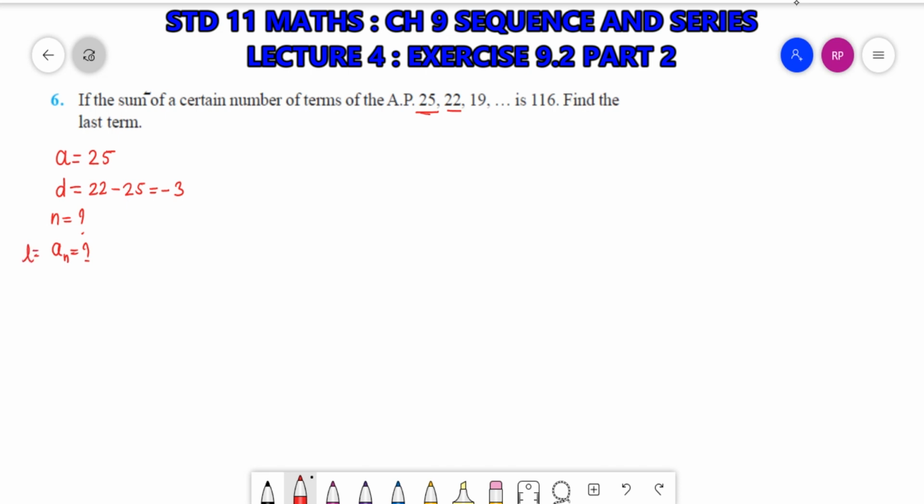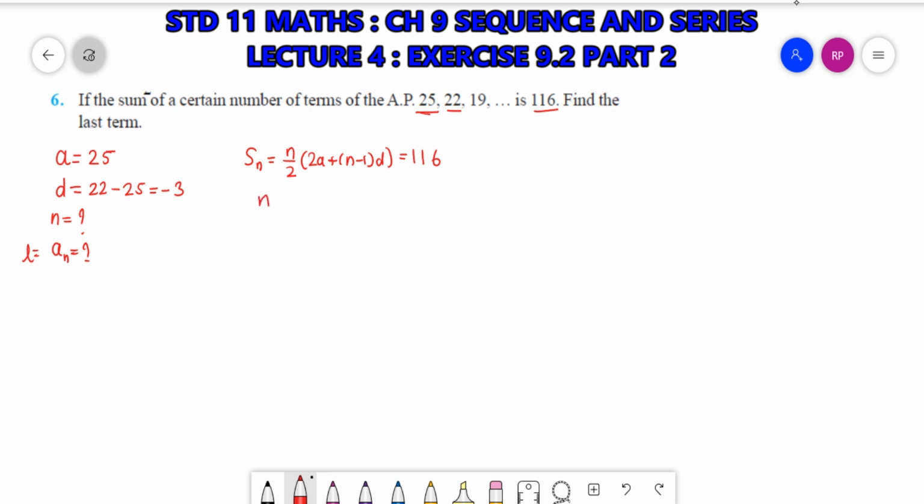Okay, so now see, the total sum is given as 116, meaning Sn, that is equal to n by 2 [2a plus (n minus 1)d], that is equal to 116.